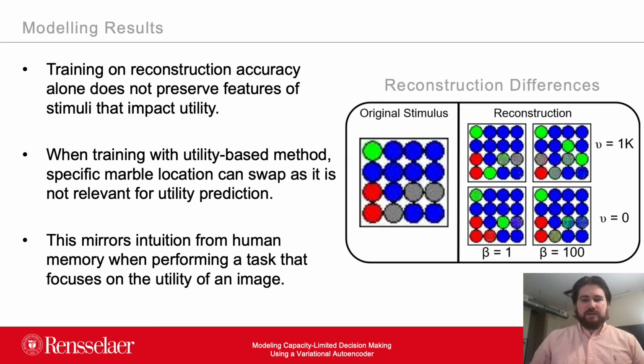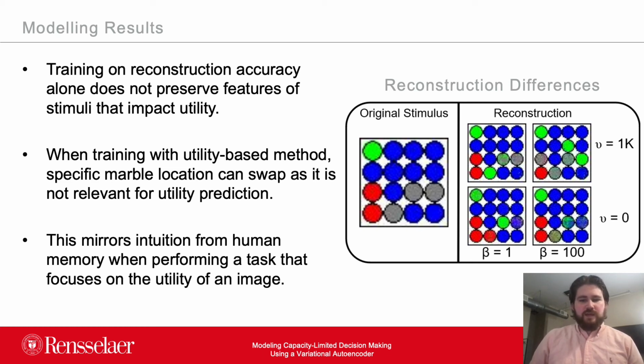The next set of results compared the reconstructions of marble stimuli based on information constraints and utility weights. A beta value equal to 1 corresponds with a traditional VAE, and as the epsilon value increases, we're having a utility-based training method. Looking at the reconstructions, we can see that the beta VAE trained with utility-based training on the top right correctly reconstructs the three high utility gray marbles. However, interestingly, it switches their location.